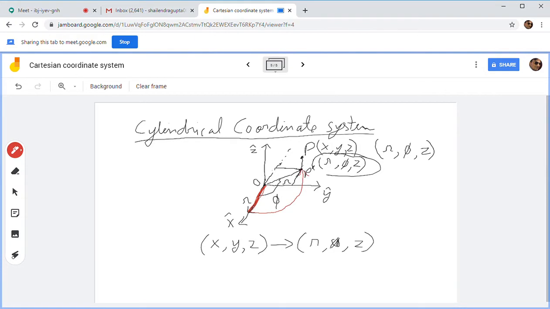So this point is your R, 0, 0. What is phi? Phi is your angle. So this P dash will be what? It will be R, phi, and 0. And now just move in the z direction. So what you did, you first move here, then you moved to P dash, and then to your P.